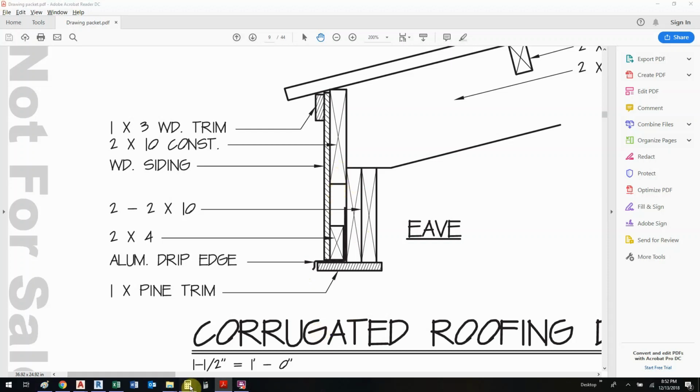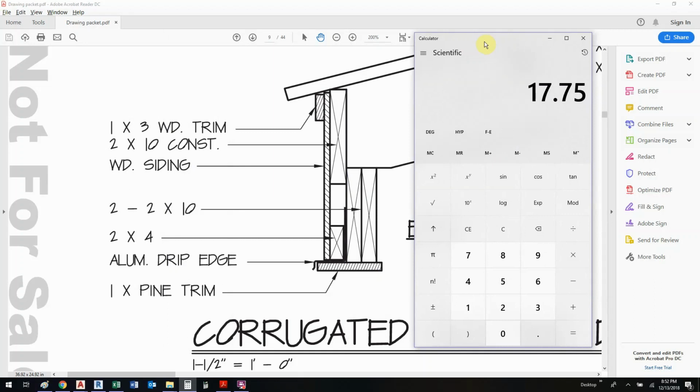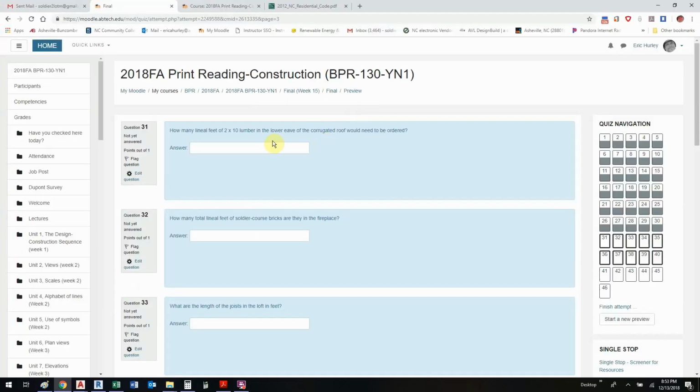Okay, so let's go back over here to our number. We had 17.75 times 3 equals 53.25. That is going to be our correct answer there. That's how many we've got to order.